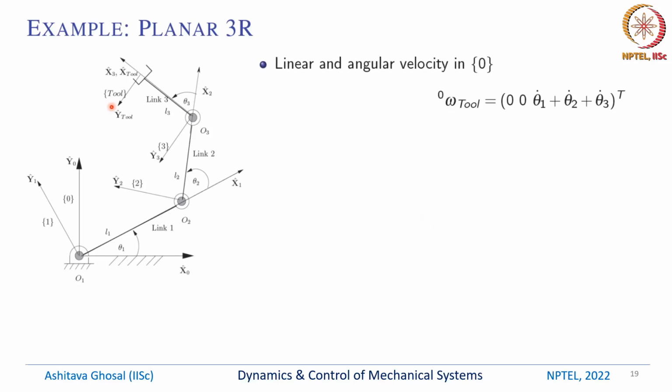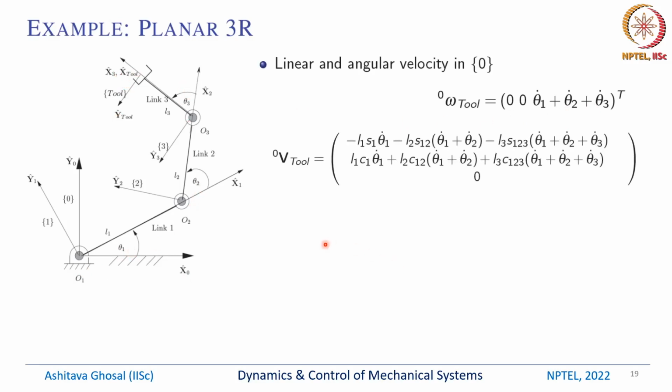Finally, let us look at what is happening to the free end in terms of the fixed or the reference coordinate system, which is 0. So the angular velocity of the free end or the tool coordinate system is nothing but the angular velocity of the three joints. So theta 1 dot, theta 2 dot, theta 3 dot, all along the z-axis. The linear velocity of this is nothing but the expressions which are this. This one you can sort of see which makes sense.